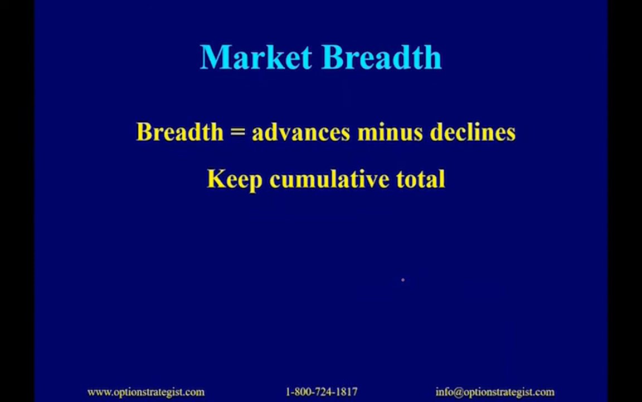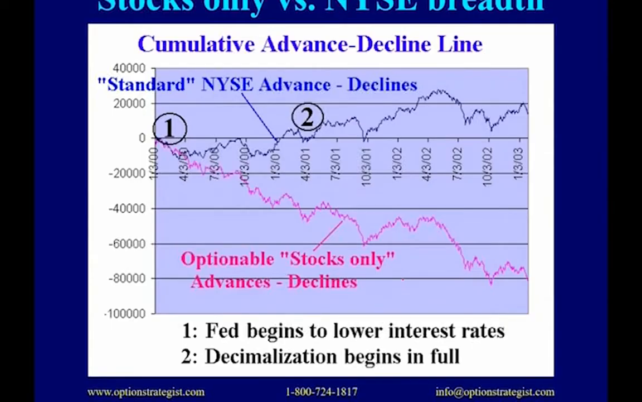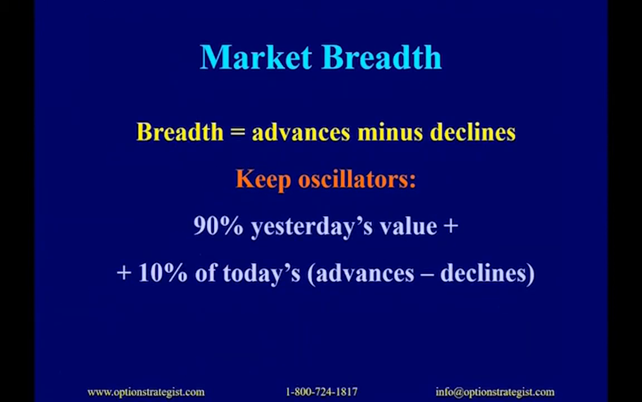Market breadth is the third thing we look at. Breadth is simply advances minus declines. We keep a cumulative total of that. And the cumulative advance decline line sometimes can deviate from the standard New York Stock Exchange advance decline line. You can see here at this period of time, that was going higher. But if we looked at just the advance decline line using all optionable stocks, which doesn't include all the weird things that are on the New York Stock Exchange, you can see that was going lower. So they can deviate.